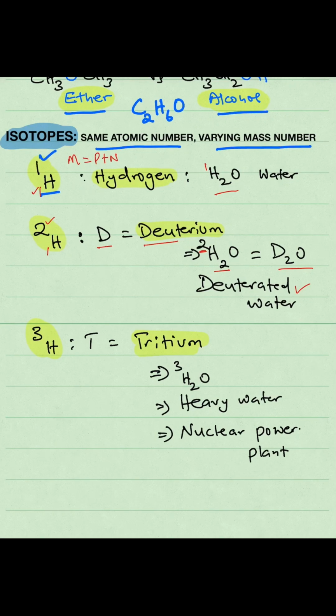The last isotope of hydrogen is tritium, and now you have a mass of 3 and an atomic number of 1, so that means you have 2 neutrons. And an example of that will be heavy water, because the mass of hydrogen is 3, and this is used in nuclear power plants.